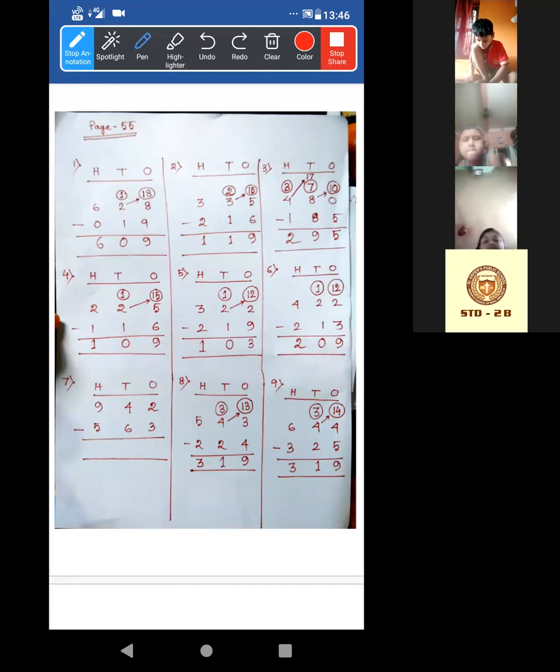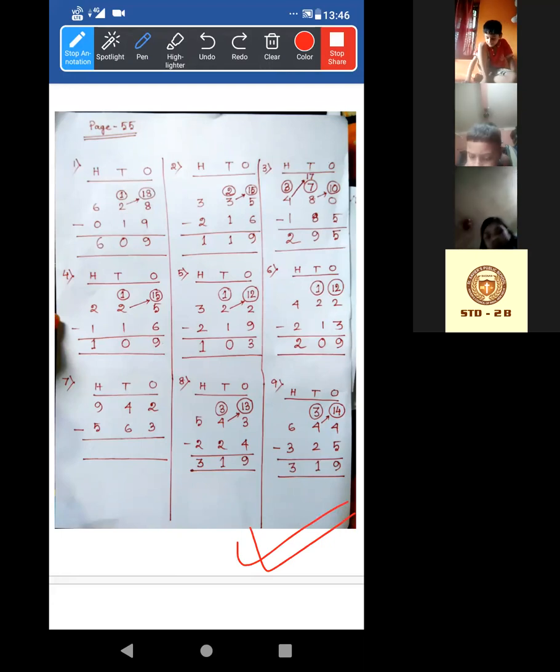I'm showing you the full screen, full page. Complete it first. I will wait for 2 minutes only. Complete up to this. I will wait for 2 minutes.